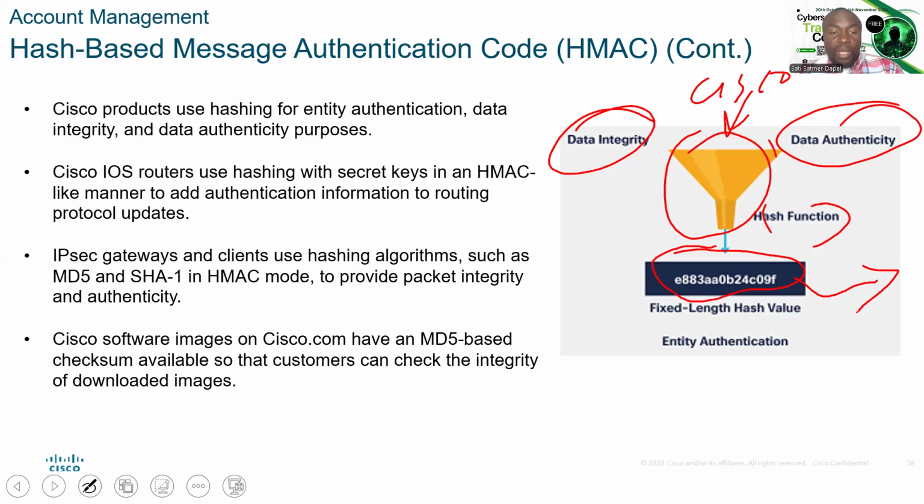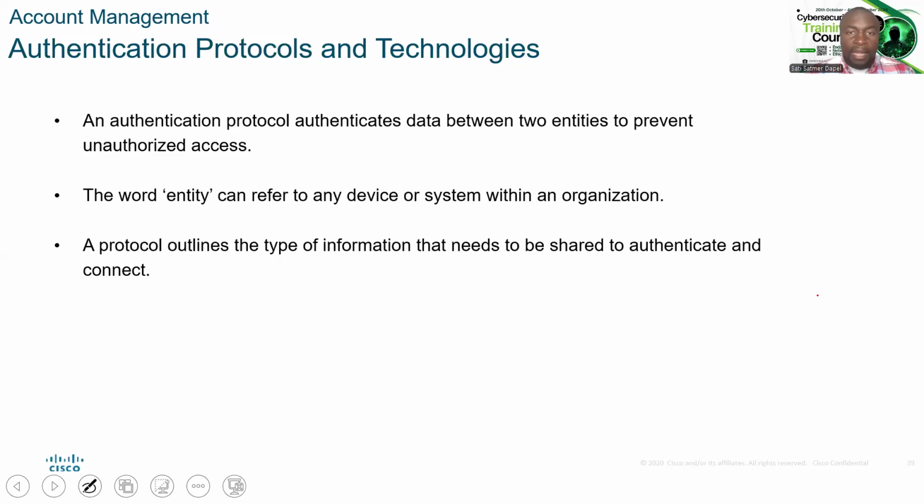So IPsec gateways and clients use hashing algorithms such as MD5 or SHA-1. These are different algorithms, examples, all right? So MD5, message digest, SHA-1, HMAC, they are all different modes to provide integrity and authenticity. When we say integrity, we are saying the ability to trust that particular data. If the data does not have integrity, it means that it can be altered along the path. But if it has integrity, it will not be altered along the path.